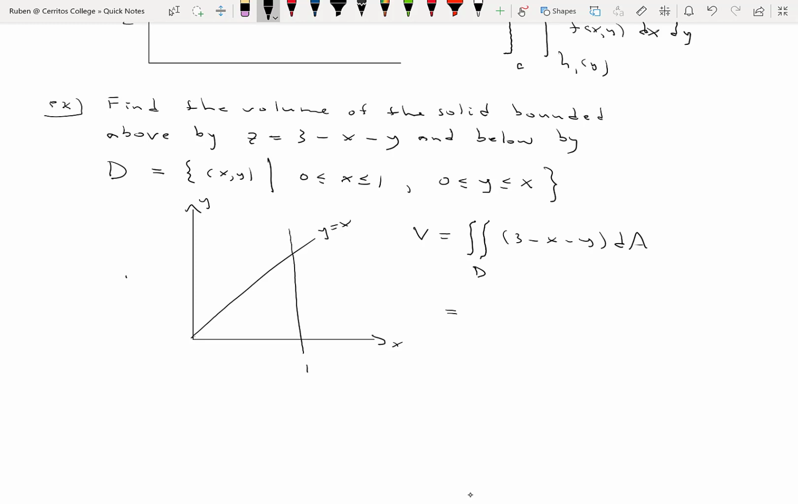If I'm treating this as a Roman numeral 1 region, I have a function on the bottom, a function on the top. Imagine drawing a little green line, or not imagine it, just actually do it, through the region in the direction in which I'm going to integrate first. Then set up that innermost integral. The little green line, as it passes through the region from below to above, first hits y equals 0. Then it passes through the region at y equals x. So the inner integral is of 3 minus x minus y with respect to y. And then x varies between two constants, 0 and 1.